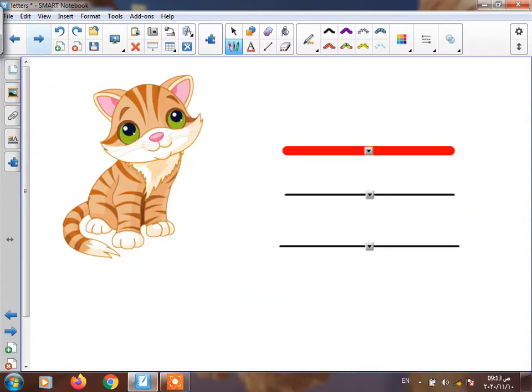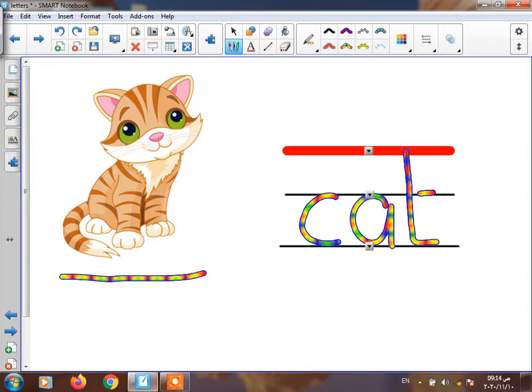KG2, what is it? Yes, it's a cat. How can I write the word cat, KG2? C, A, T. Again, KG2. C, A, T, cat.